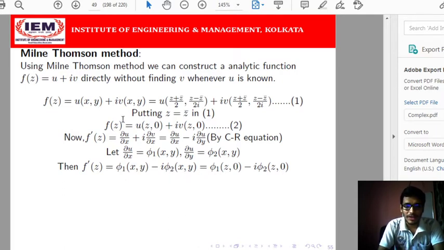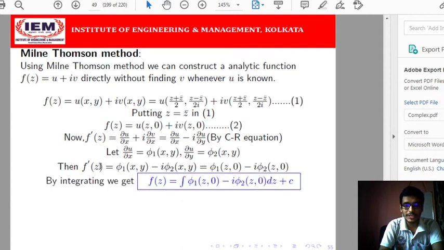Already we have converted x, y into a function of z only, so we can substitute it here. So f dash z will be phi 1(z, 0) minus i phi 2(z, 0). We know the values of phi 1(x, y) and phi 2(x, y), so in place of x we need to substitute z, and in place of y we need to substitute 0. Now this is a simple differential equation in terms of df dz. We can integrate this with respect to z, because df dz equals a function of z. This is a first order first degree differential equation in z and f. If we integrate both sides with respect to z, I will get f(z) equals the integral of phi 1(z, 0) minus i phi 2(z, 0) dz plus c.